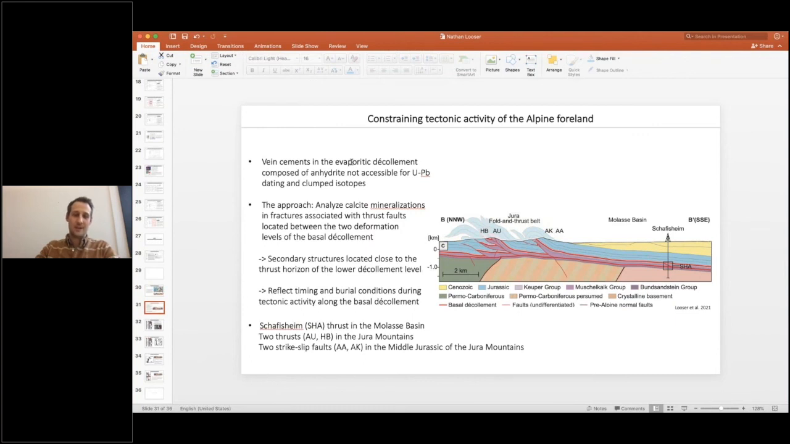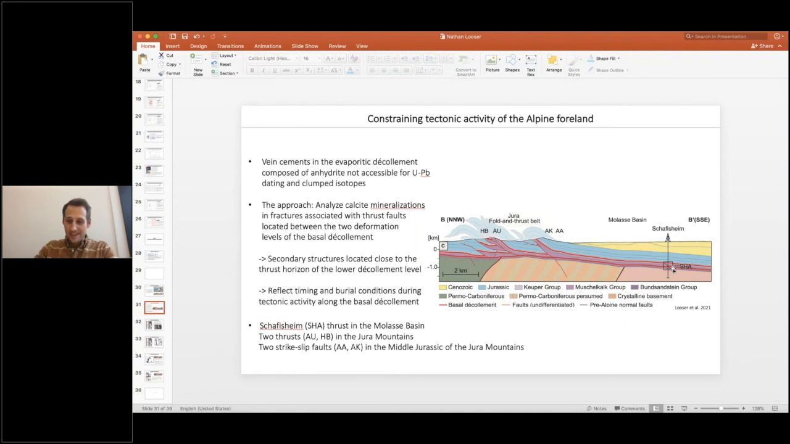Normally, the problem with the basal décollement, because it's composed of evaporites, is that all the veins that you find there are filled with anhydrite cements and no calcite. And the problem of anhydrite is that we cannot assess it with uranium-lead dating or clumped isotopes. So our approach was to analyze calcite mineralizations in fractures that are associated with the thrust folds located between the two deformation levels of the basal décollement, which you can see here.